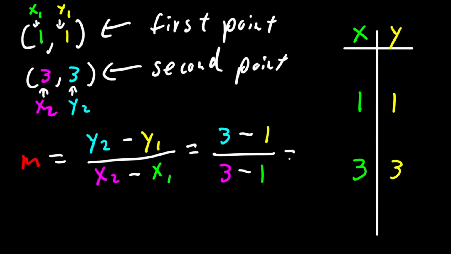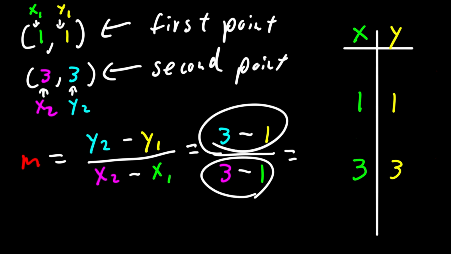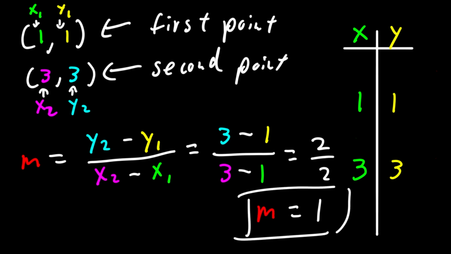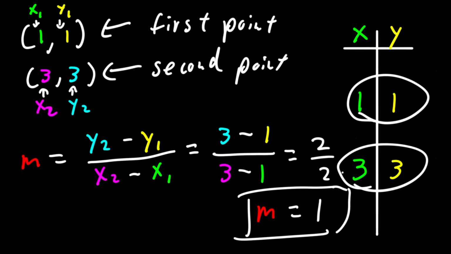So what we have is 3 minus 1 over 3 minus 1, and that's going to be 2 over 2. And 2 over 2 is the same thing as 1. And this confirms our answer. The slope m equals 1. So this is how you find the slope if you're only given 2 points and you don't know the equation.